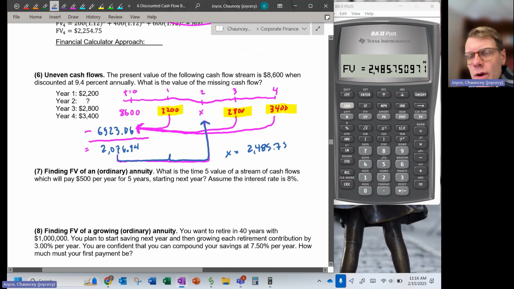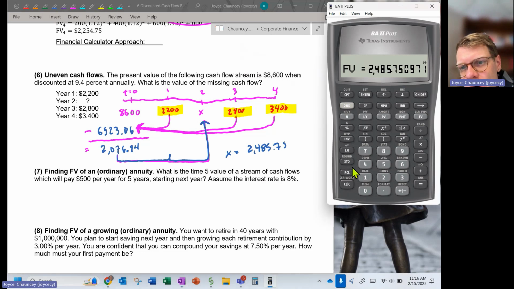2485.75. So one way you could check this is to just save this number, store 1, go back to your cash flows and recall that you put in a 0 for cash flow 0. And we're going to scroll down to cash flow 2, recall that number, enter it in there as cash flow 2. So now we have cash flow 0 is 0, cash flow 1 is 2200, cash flow 2 is 2485, cash flow 3 is 2800, and then cash flow 4 is 3400. So when we compute this NPV, what do you think we should expect?